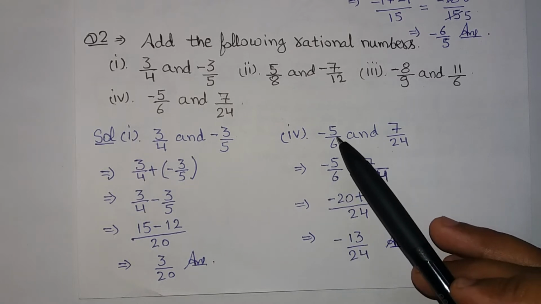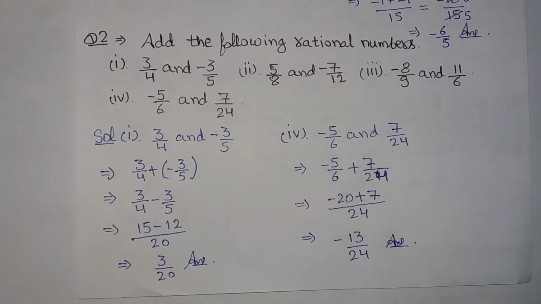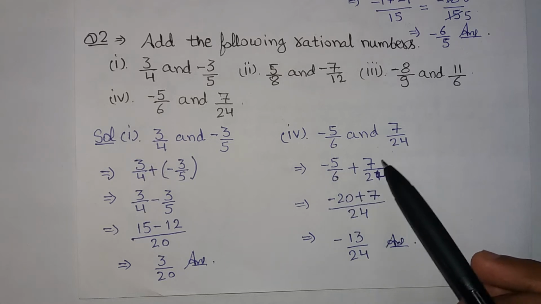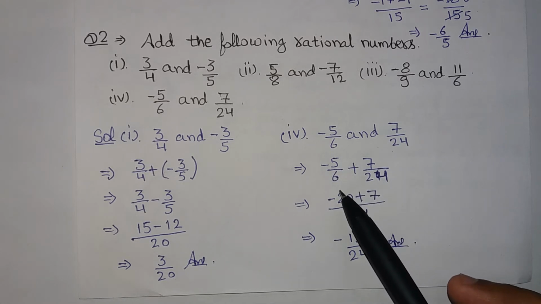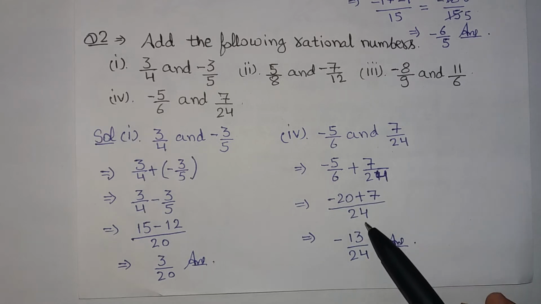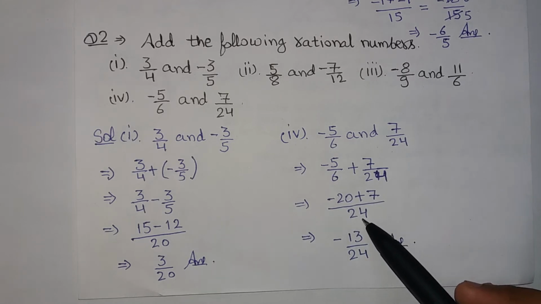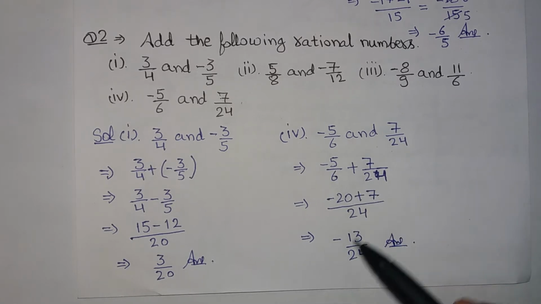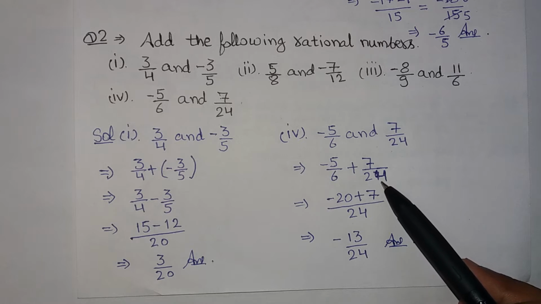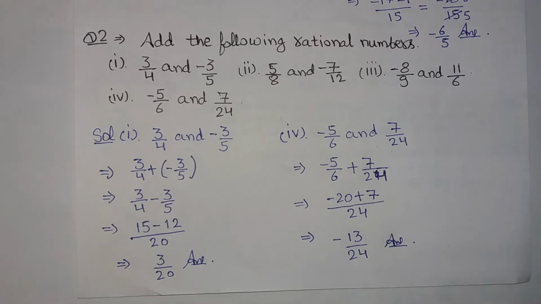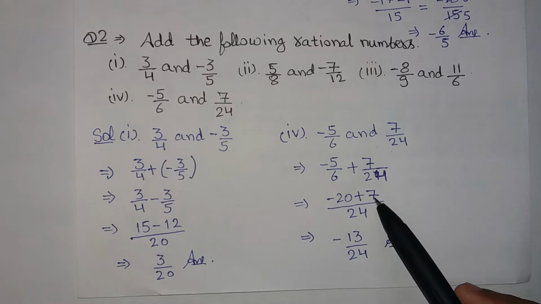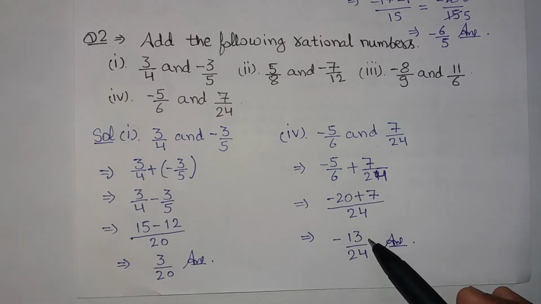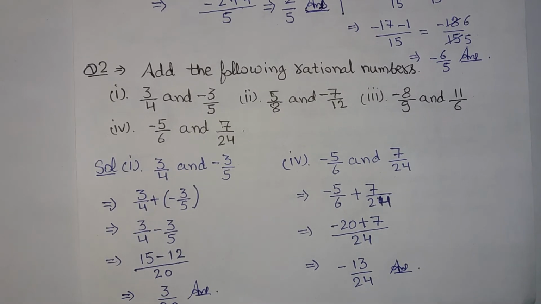See the fourth part, minus 5 upon 6 and 7 upon 24. So minus 5 upon 6 plus 7 upon 24. Taking LCM of 6 and 24, the LCM will be 24. Now dividing 24 by 6, it will be 4, and 4 into minus 5 will be minus 20. By dividing 24 by 24, it will be 1. 1 into 7 will be 7. So minus 20 plus 7 upon 24. The answer will be minus 13 upon 24. Here the rest of the parts you can try yourself. Now the next question.